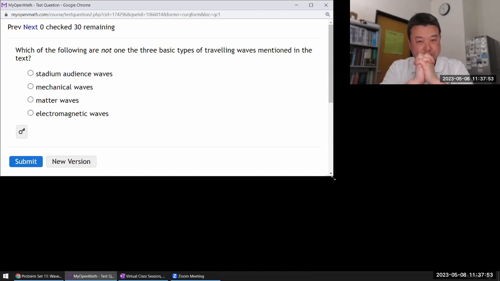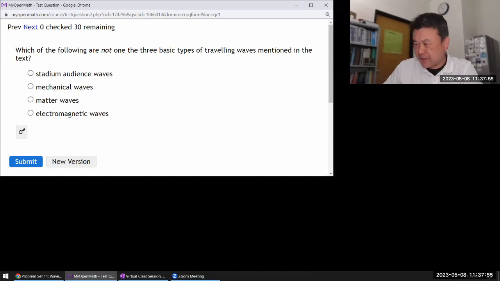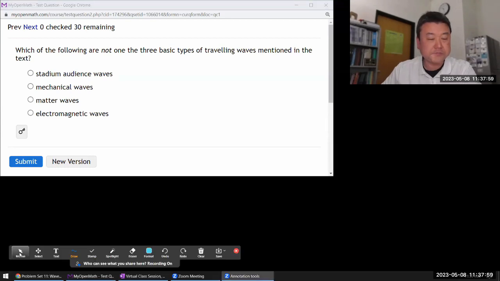So six questions. This is the first of them. In case I need to write anything, let me bring in the annotation tool. The first question asks, which of the following are not one of the three basic types of traveling waves mentioned in the text? Oh, it's been a while since I've read the OpenStax textbook, so I don't know for sure what they've mentioned. Let's see.